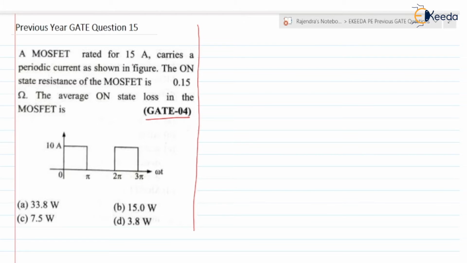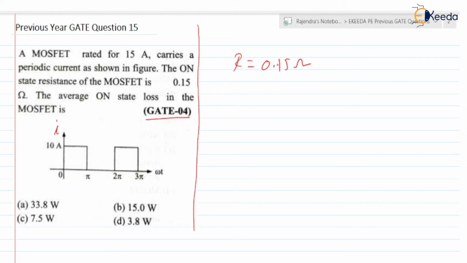A MOSFET rated for 15 ampere carries the periodic current as shown in the figure. So this is the current which is carried by the MOSFET. The on state resistance of the MOSFET is 0.15 ohm. The average on state loss in the MOSFET, that is, the average on state power loss, is asked. They have given four options.